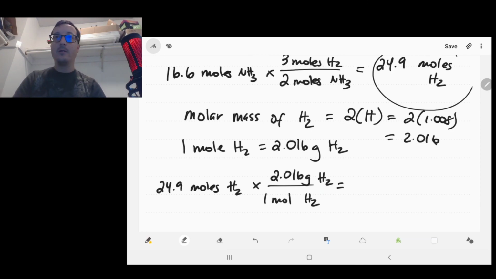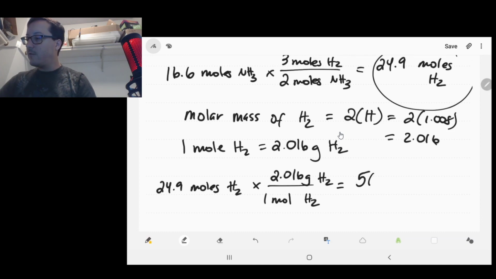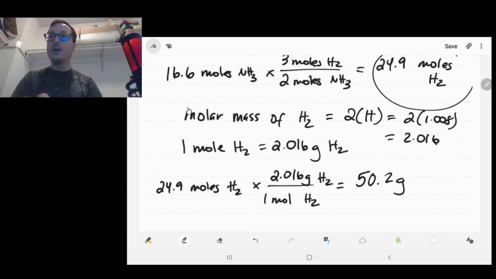And we end up with, let's go ahead and do it, times 2.016. We need, let's say, 50.2. I'm not really worried about the sig figs here because I gave you something with 0 sig figs. I only need 50 grams of hydrogen to make my 10 to the 25th power molecules of ammonia. Isn't that crazy? 50 grams.